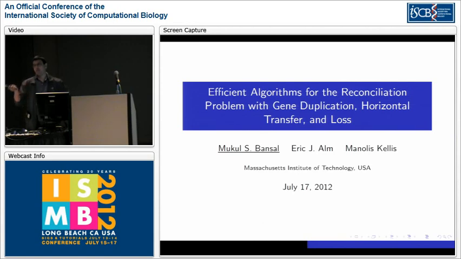I'm especially appreciative of your presence because this is the very last talk of the paper session. So this talk is going to be about some very efficient algorithms that we have developed for the reconciliation problem under a model that accounts for gene duplication, horizontal gene transfer, and loss.